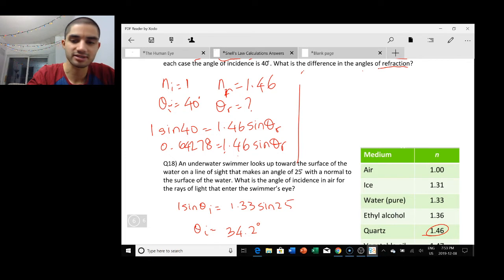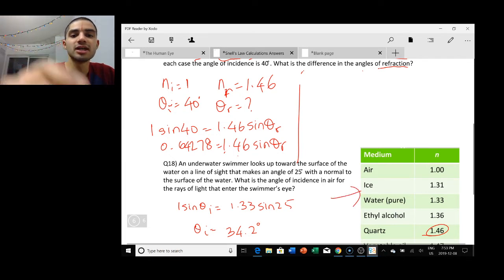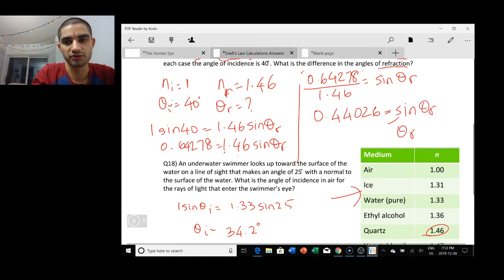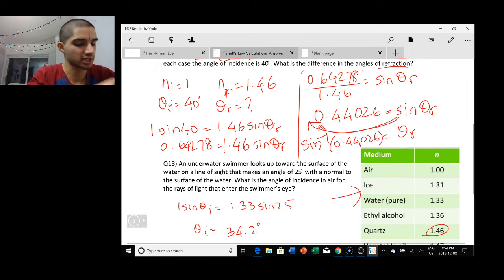Will we get the chart on the test? If you mean this chart, yes, you will. So I'm going to move the 1.46 down. 0.64278 divided by 1.46 equals sine theta r. I do that calculation, and I get 0.44026 equals sine theta r. And then to isolate for theta r, I move sine over to this side where it becomes sine inverse, and I always move it to the front of the side. Whichever side I'm calculating, I always move it all the way to the front. So sine inverse of this entire 0.44026. And we learned how to do sine inverse on our calculator.